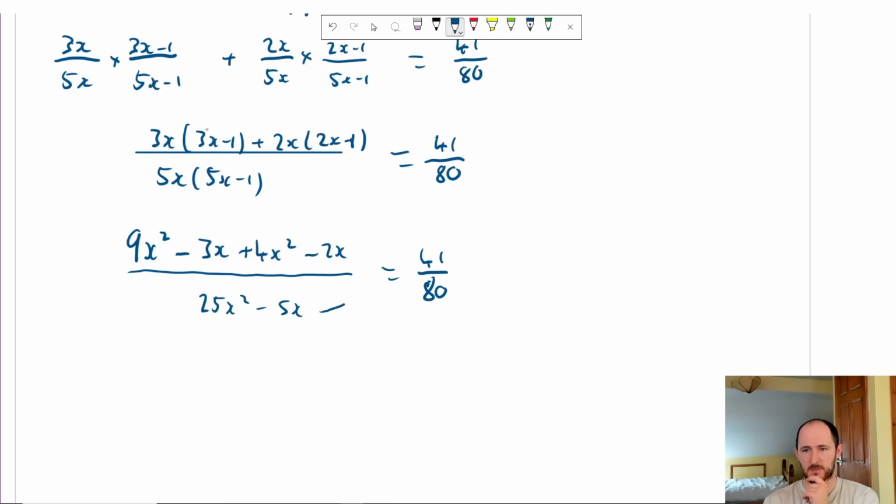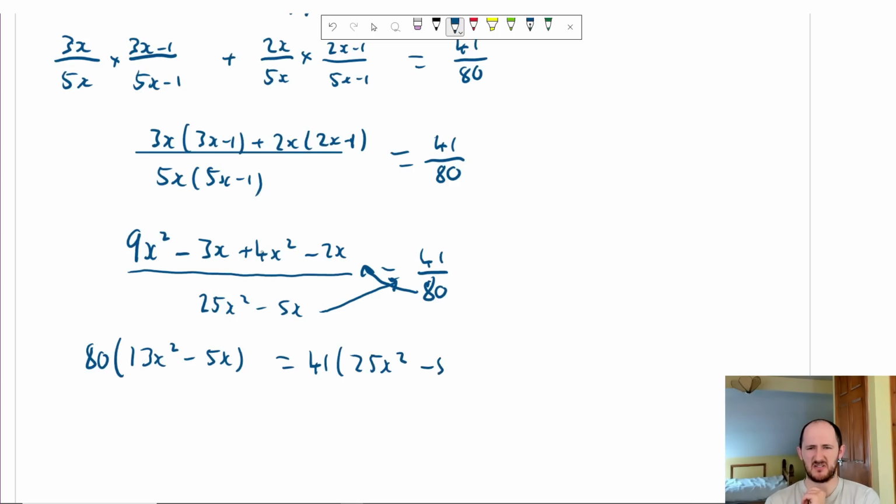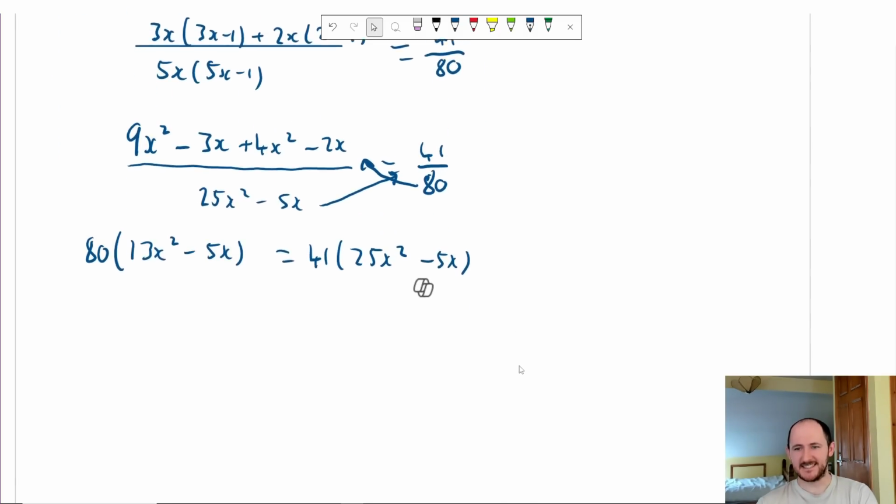Now I'm going to cross multiply. So that gives me 80. And then if I simplify the brackets, I get 9 plus 4 is 13x squared minus 5x equals 41 times all of that. Dear God. Now we just need to expand and simplify. Yay. Oh, this is so much fun.